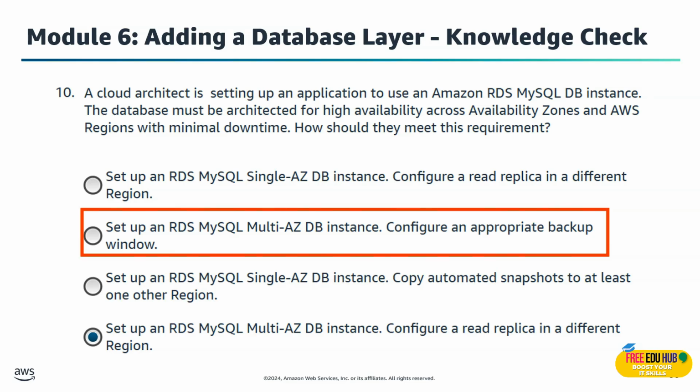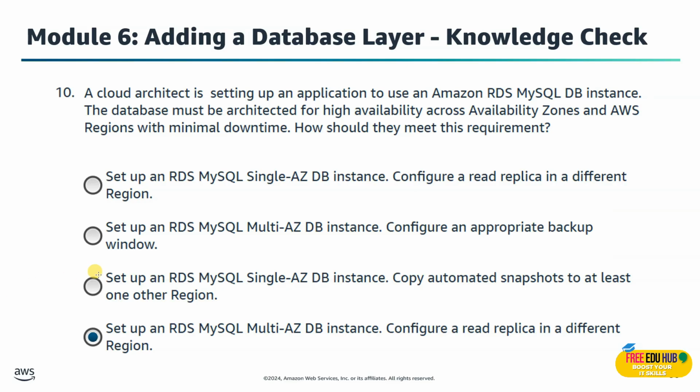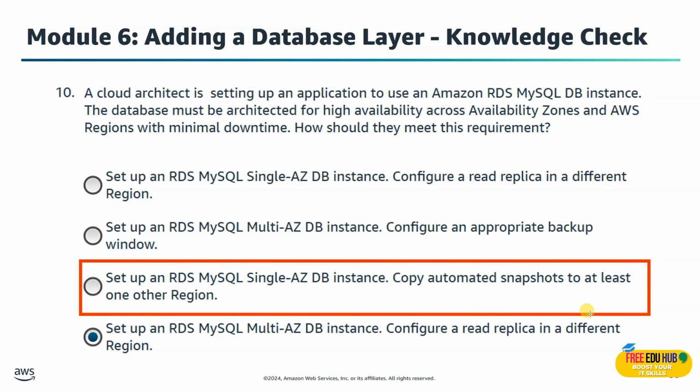Now, if we see the second option, which says set up an RDS MySQL multi-availability zone database instance and configure an appropriate backup window, that's wrong because the backup window is for data protection, not real-time high availability across regions. Then the last option says set up an RDS MySQL single availability zone database instance and copy automated snapshots to at least one other region. This is wrong as well because snapshots help with recovery, but they don't offer immediate failover or minimal downtime. They are manual restore options, not active replicas.